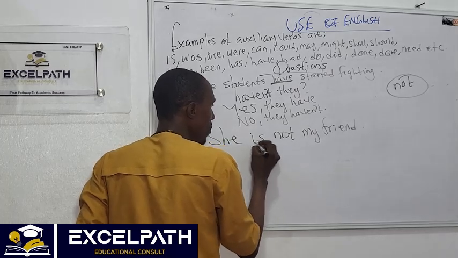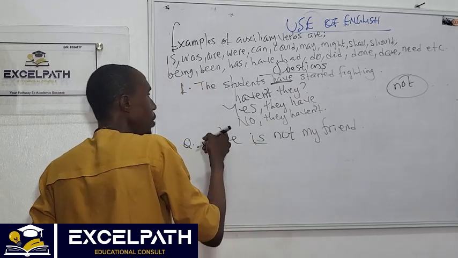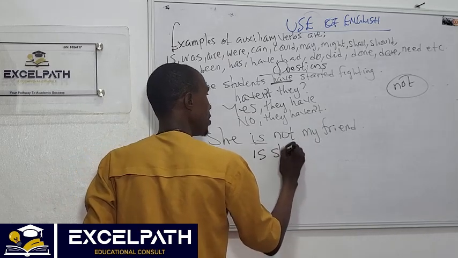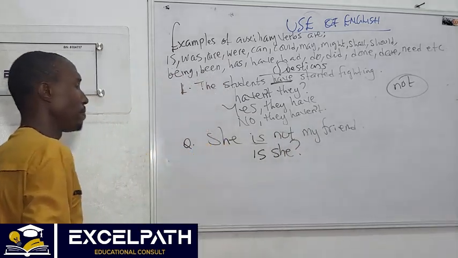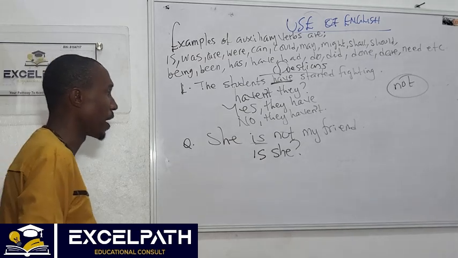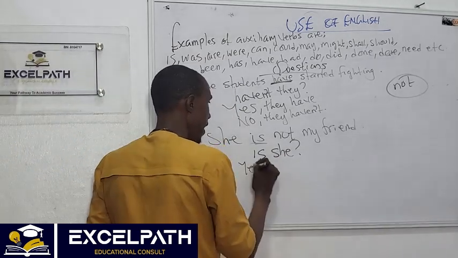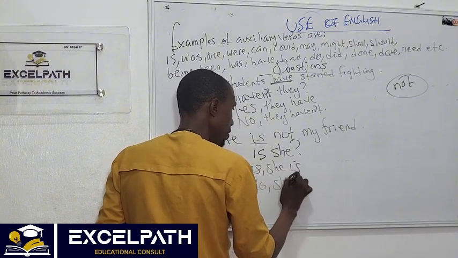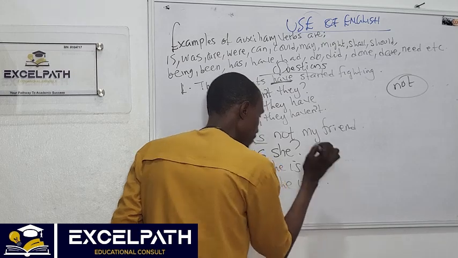So from here, what is the auxiliary verb? The auxiliary verb here is what? Is. So she is not my friend. The answer will come, is she? With a question tag. She is not my friend. Is she? Yes, she is. Then no, she isn't. That is it.